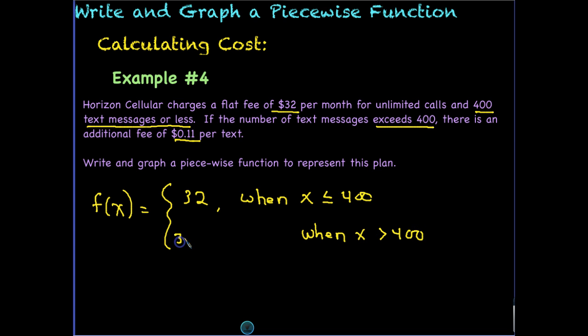If we go over, so when x is greater than 400, we have a different schedule. We still pay the $32, plus we're going to get charged 11 cents on anything over 400. So if x is our texts, x minus 400 will give us the number of texts that's over 400, and we're charged 11 cents on that. So those are our two equations that we want to graph. So what I'm going to do is take these equations over to our graph, and I'll show you how to do this.